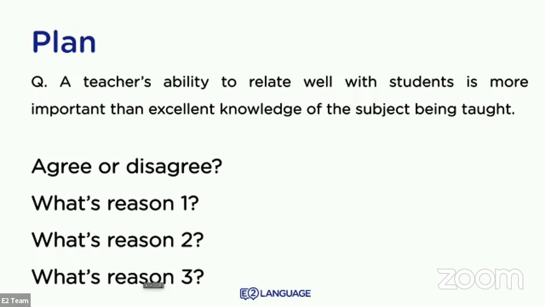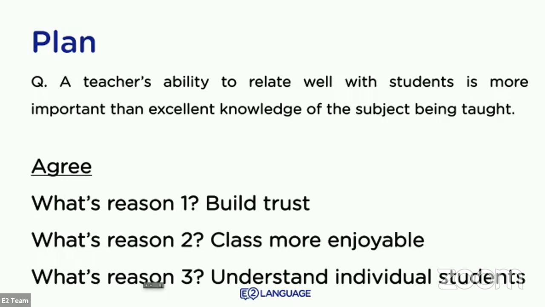All right, let me take you through a few possibilities here. Let's say we agree and we go with the argument that a teacher's ability to relate well with students is the most important thing. So let's say we totally agree. Reason 1 is that teachers can build trust with students if they relate to them, and trust building is important in teaching. Reason 2, maybe the classes will be more enjoyable for the students if the teacher relates well to them, so we can write a paragraph about the enjoyability of class.